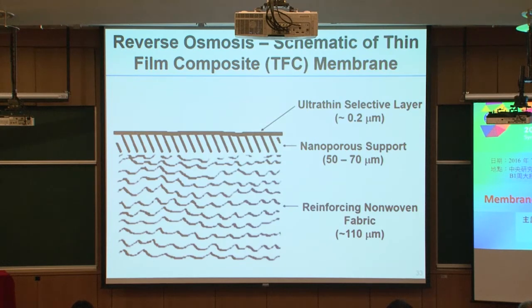Okay, let me switch gear to the water side. Start with reverse osmosis. Again, for reverse osmosis, there's also a non-woven fabric, exactly the same thing as with the other one. And then also a nanoporous polymer substrate, typically polysulfone, slightly different from polyether sulfone. And then we can introduce a very thin layer, about 0.2 micron, which is 200 nanometers, a selective layer on the top.